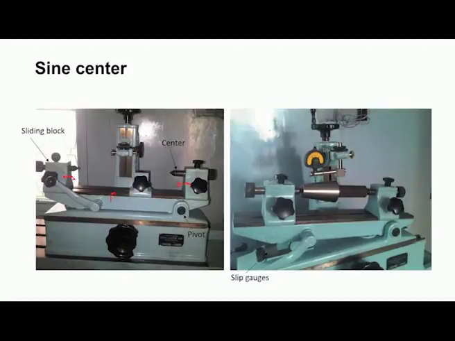To accommodate workpieces of different lengths, these two can be slid. You can see here the taper component is mounted between centers, and then there is an attachment here, an arrangement for mounting the dial indicator. You can see the dial indicator is mounted, and this head can be moved up and down.